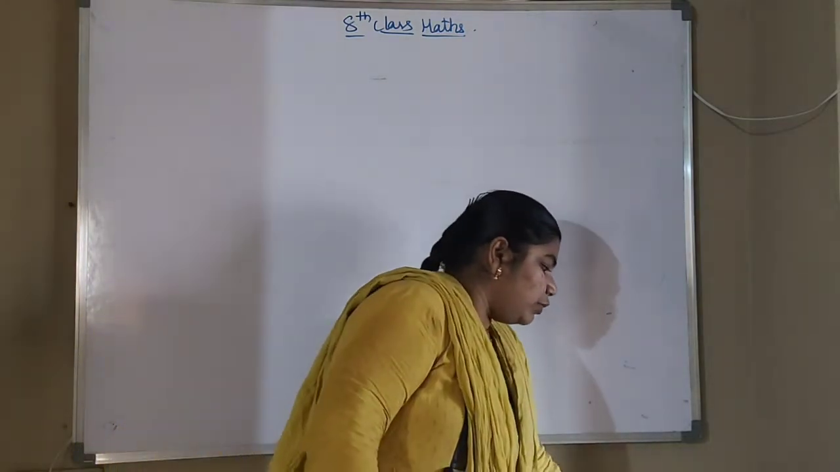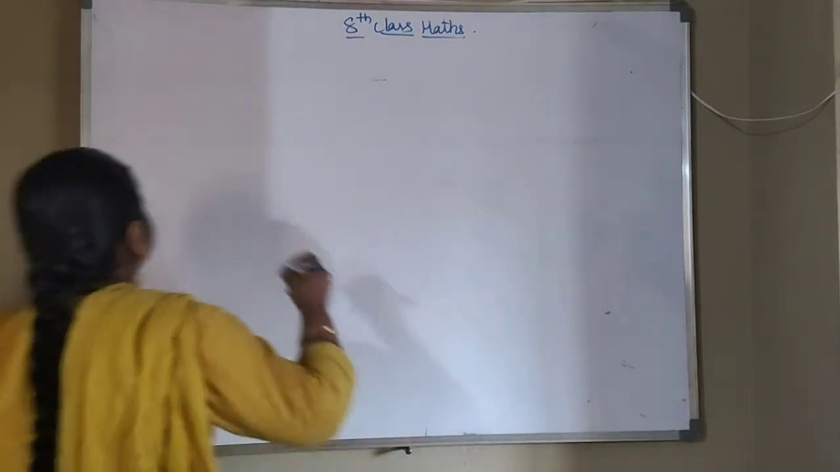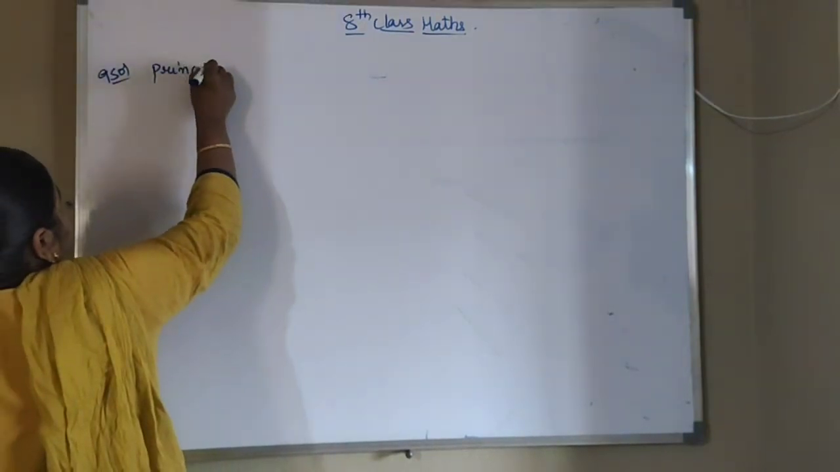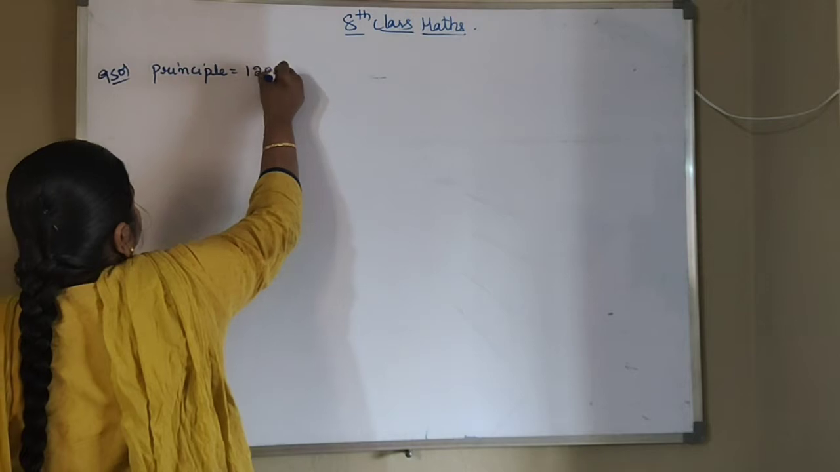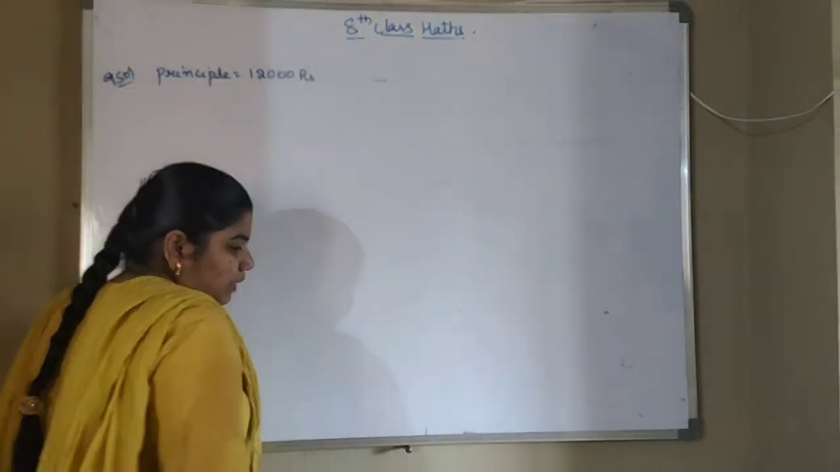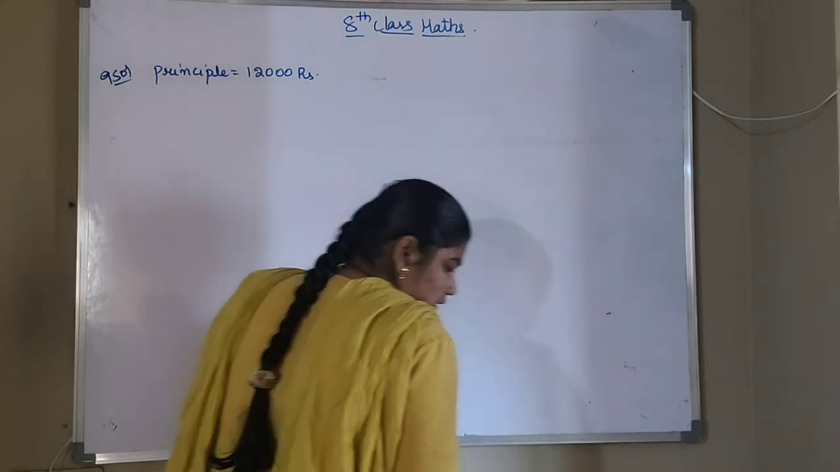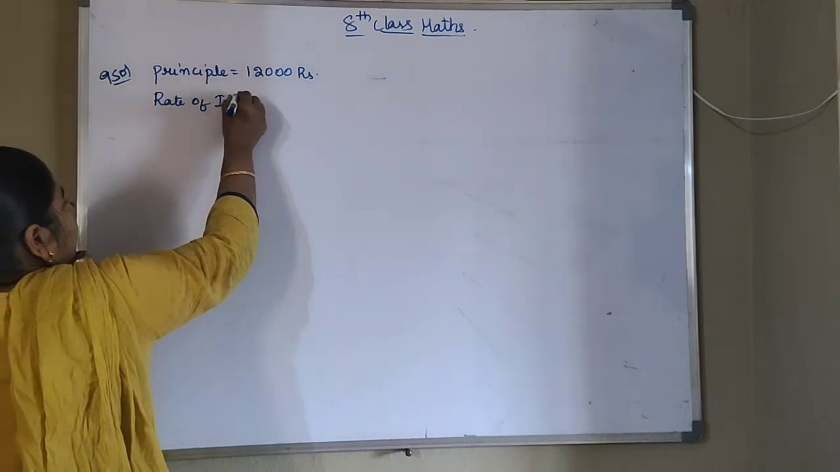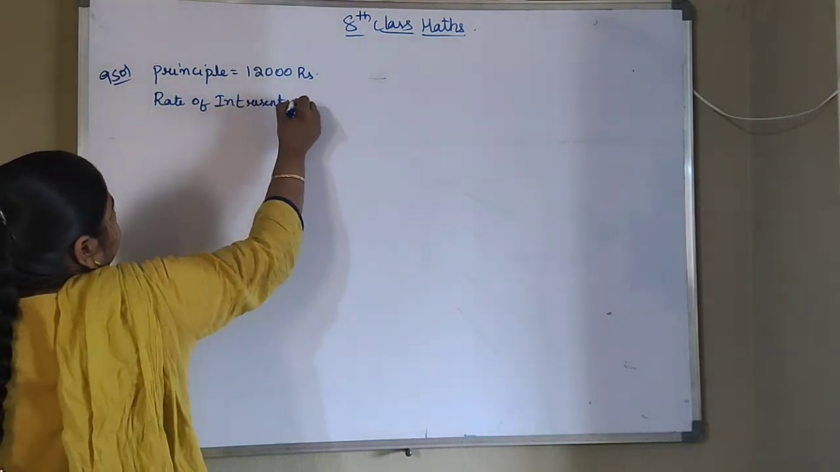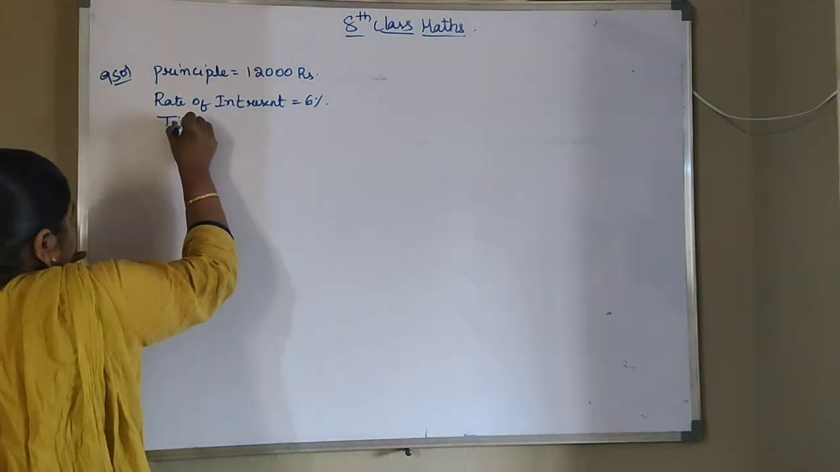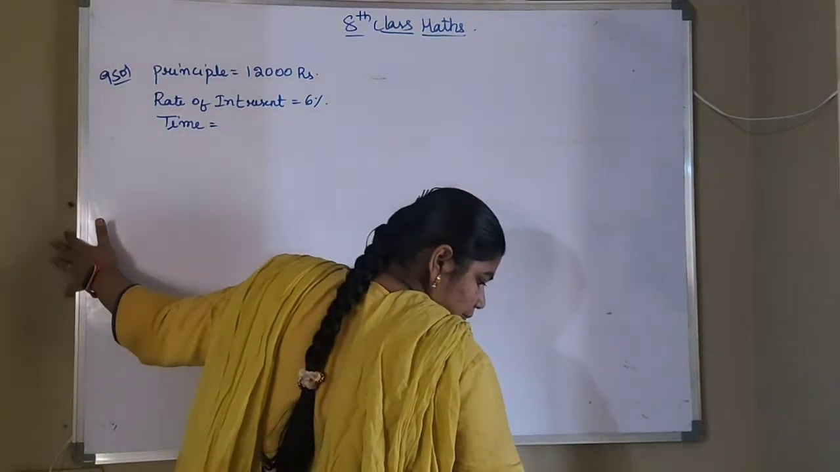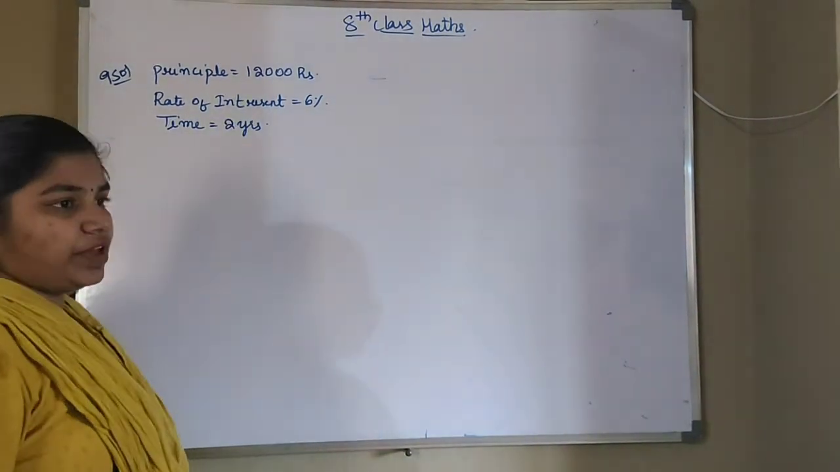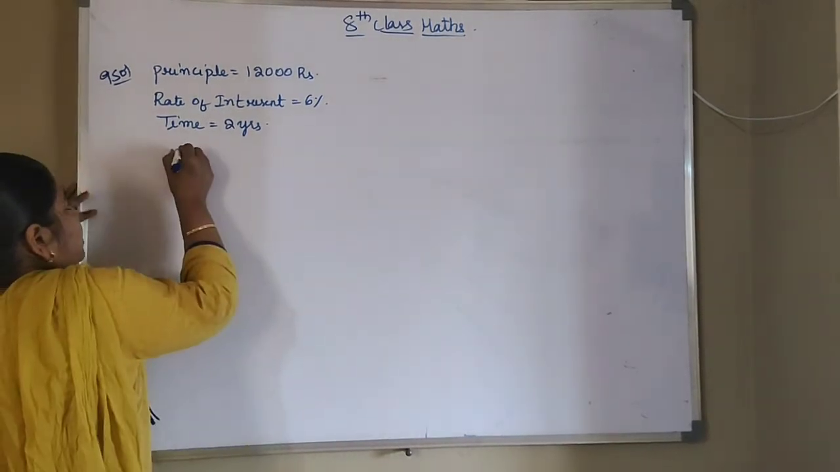So what is the principal value here? Principal value is 12,000. ₹12,000. And what is the rate of interest? Rate of interest is 6%. And what is the time? Time is 2 years. So what we have to find? We have to find the simple interest value. So what is simple interest?